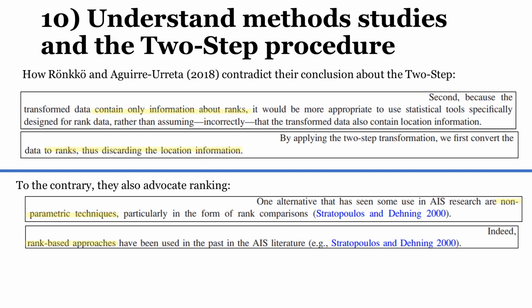Further, the authors seem to contradict themselves when talking about the two-step and transformations. They say that the two-step contains only information about ranks, when ranking is only the first of two steps. And then they later advocate ranking. Note that non-parametric techniques often involve ranking, such as the Spearman's rank correlation coefficient.